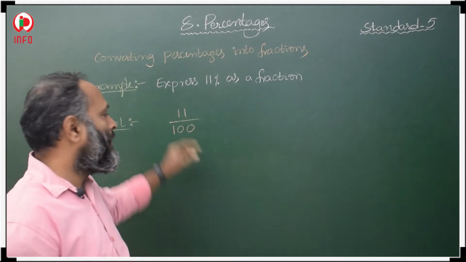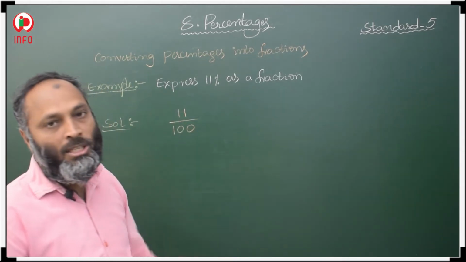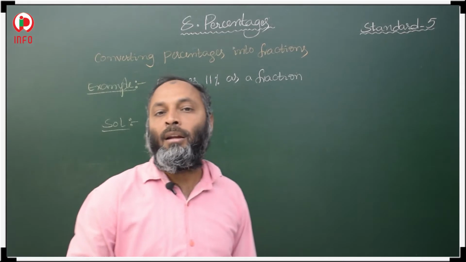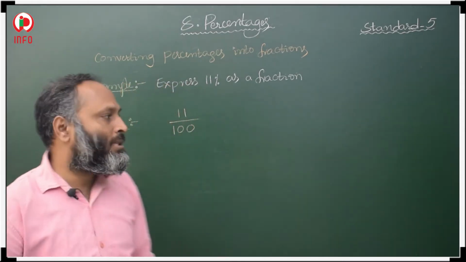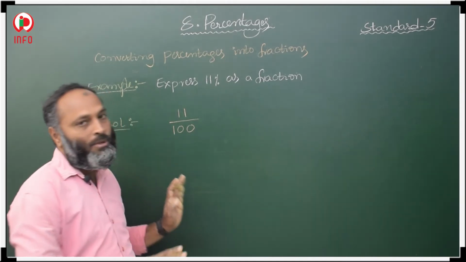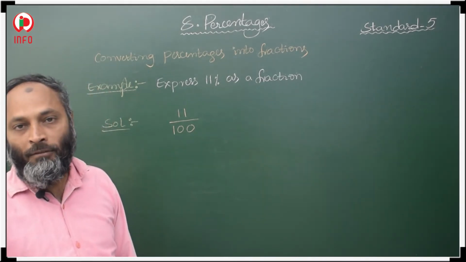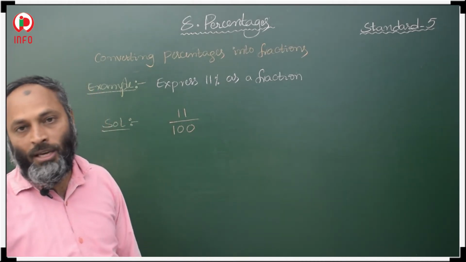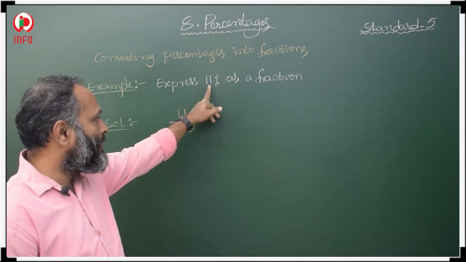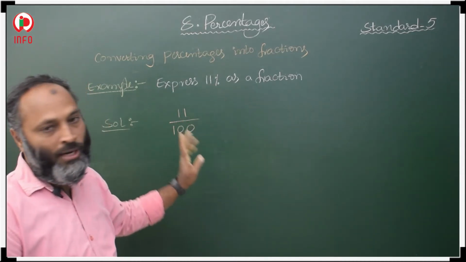Why? Because this numerator is a prime number. So further simplification is not possible here. So 11 by 100 is the final answer. This is the percentage, and this is the fraction. This percentage we converted into a fraction in this way.